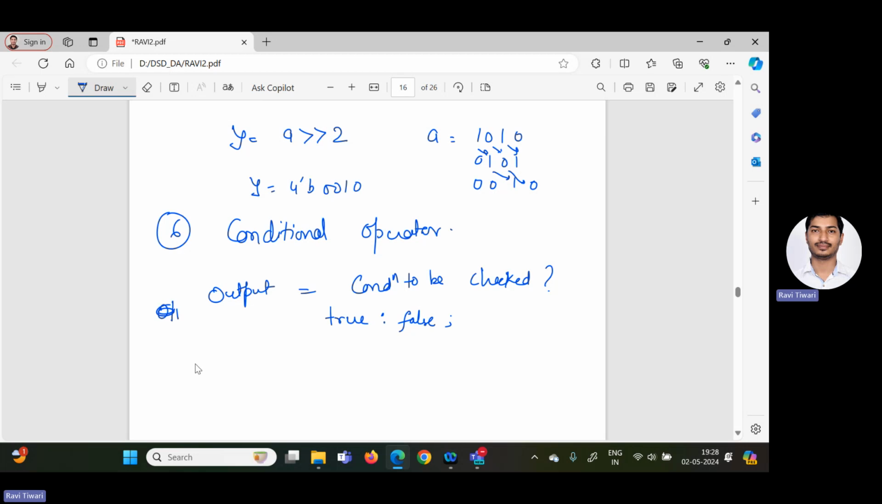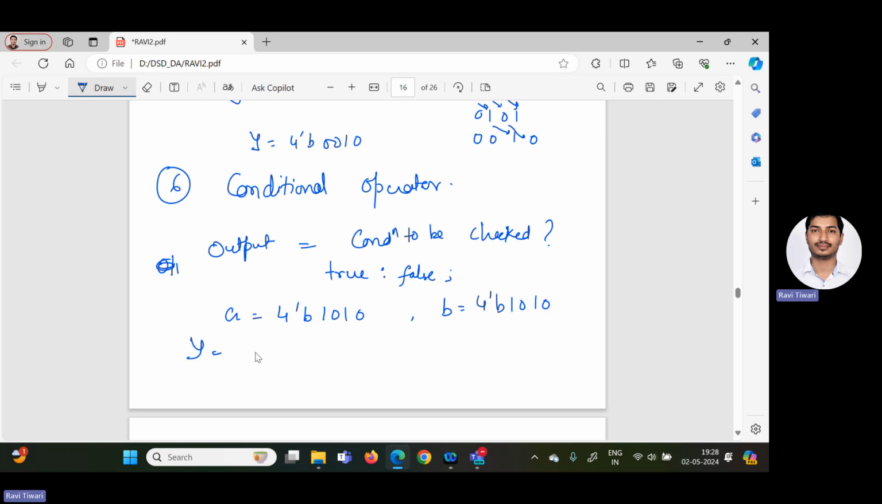So for example, you are writing here A is equal to 4'b1010, and I am taking B also as 4'b1010. And after this, for example, I have written a line like Y is equal to A is greater than B question mark A colon B, closed with the semicolon. So what will it do? It will check this condition, A is greater than B. So you can say it's a false condition. If it's a false condition, then Y is equal to B. Okay.